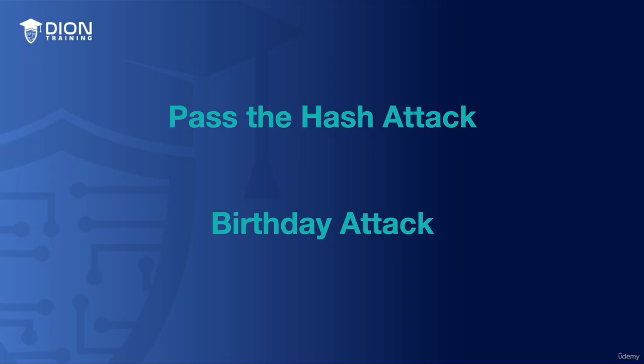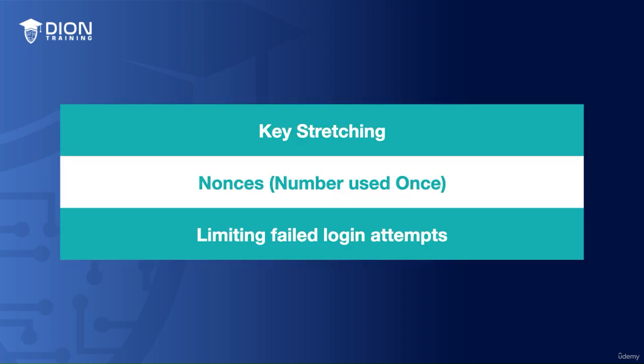So remember, hashing can be attacked through the use of pass-the-hash techniques to reuse a password without cracking its hash first, or by using the birthday paradox or birthday attack to create known collisions. To prevent these types of hashing attacks, you should increase the security of your hashing system by using key stretching, nonces, and limiting the number of incorrect login attempts. Key stretching is a technique that's used to enhance the security of stored passwords by applying a hash function multiple times, and therefore making brute force attacks much more time-consuming and computationally expensive for an attacker.